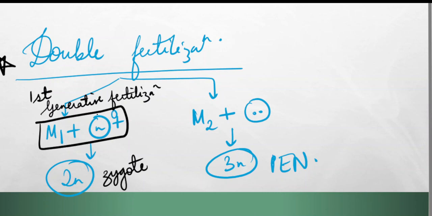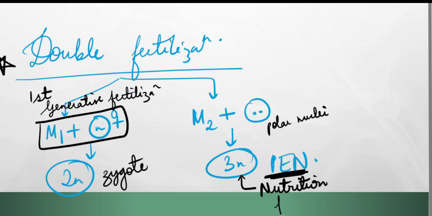Whereas when the second male gamete was fusing with the secondary, or you can say polar nuclei, here you are not getting zygote, here you are getting the primary endospermic nucleus. This is actually nutrition for zygote. This is a nutrition for zygote.